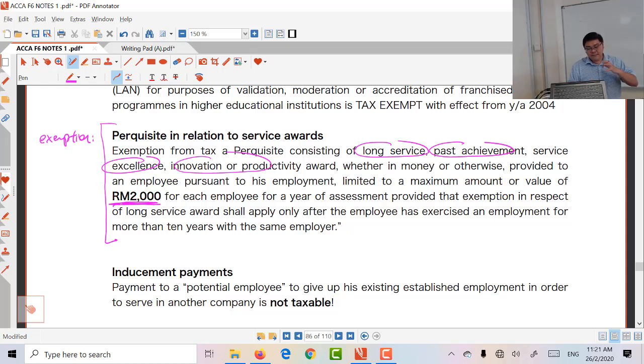It's exempted. Now, let's say you get an award, for example, you're the best performing employee of the month. Being the best employee, the company says you're going to get a watch. It's exempted up to 2,000. The only thing I must highlight to you is, for example, if you work for 5 years you get something, 10 years you get something. If it's a long service award, there's an additional condition. Long service award exemption is provided if you have exercised employment for more than 10 years. If it's not 10 years, you don't get exemption. Understand? You still need the 10-year requirement to get the award.